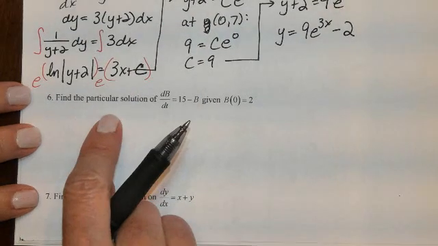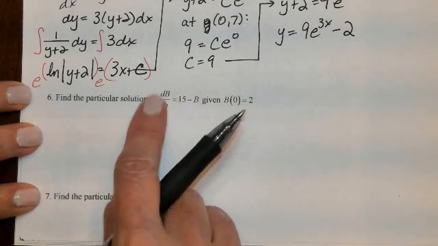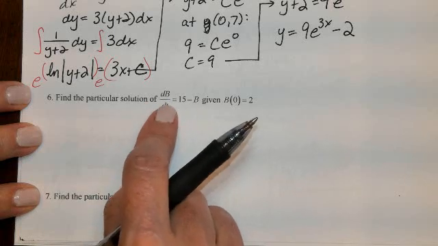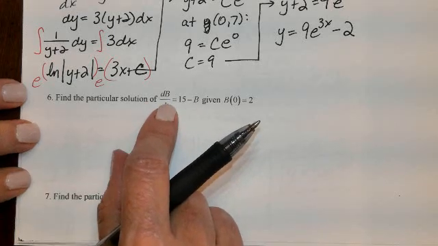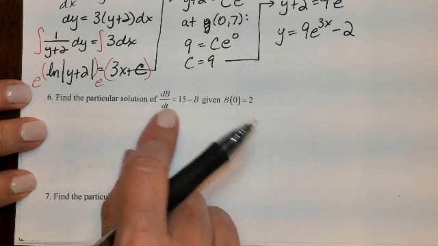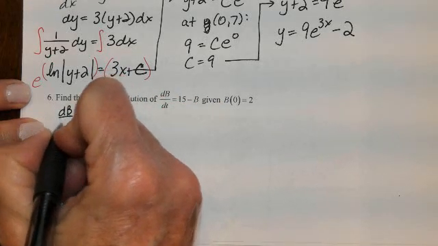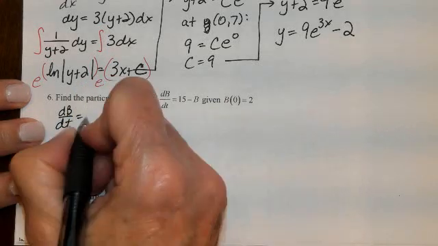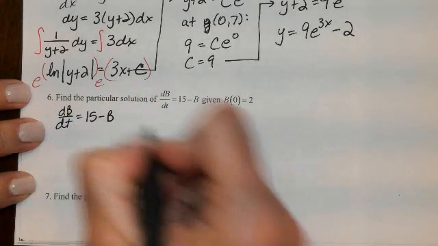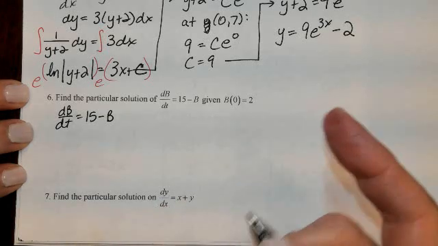Example 6. Let's find the particular solution of this differential equation. Don't get all fixated on x's and y's. In this one it's b's and t's, and we have to use b's and t's, all right? So we have db/dt equal to 15 minus b. We have to separate.